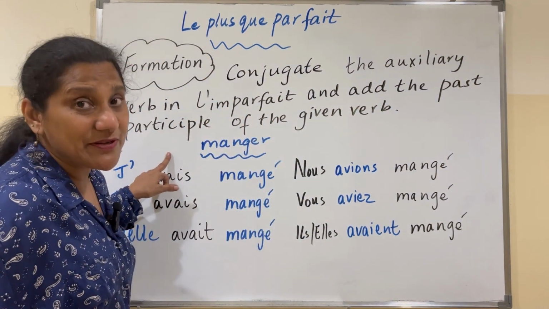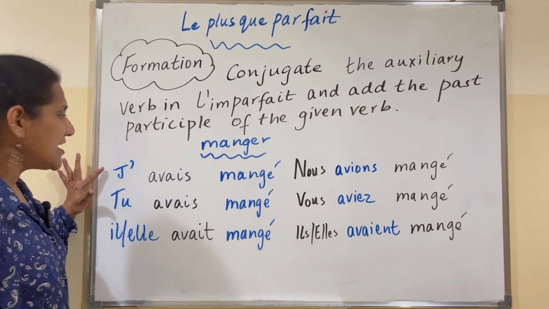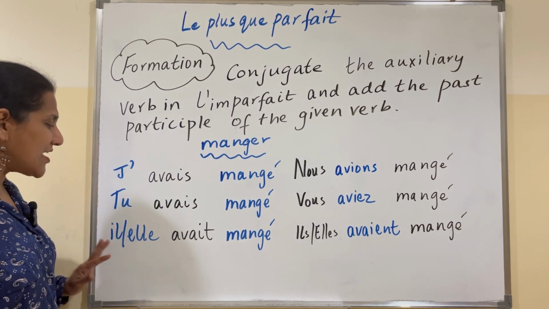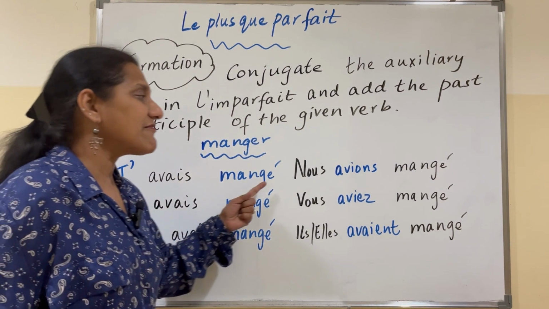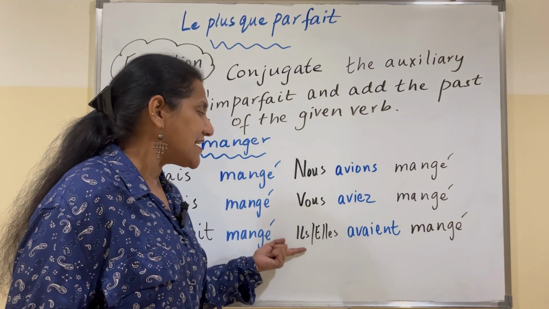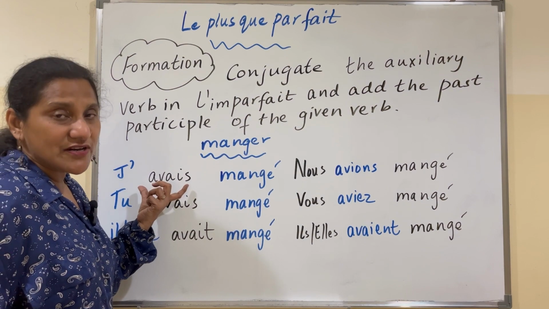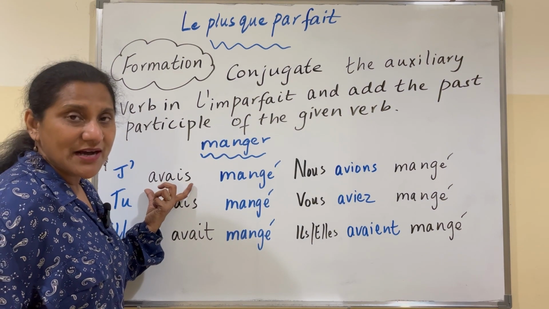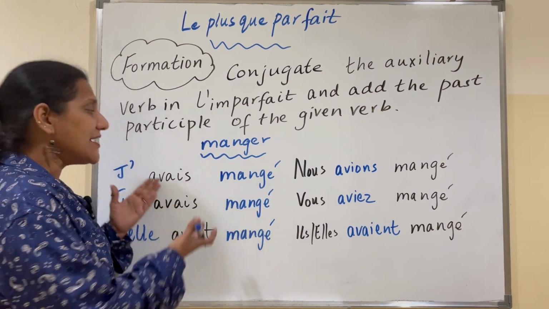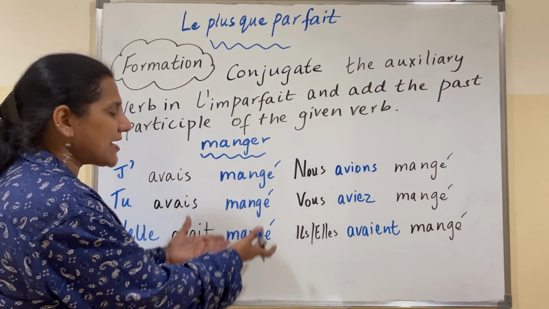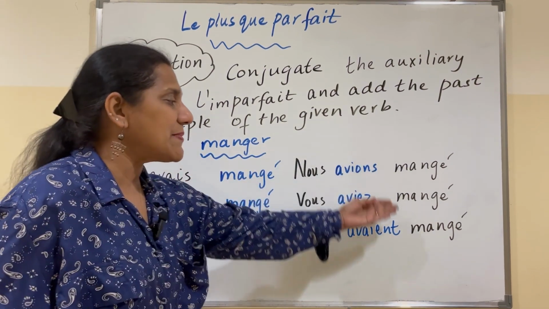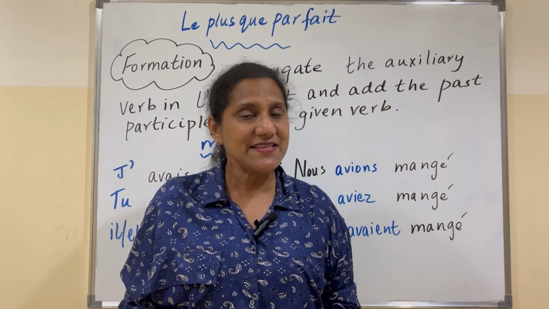Let's take an example with avoir, manger. J'avais mangé, tu avais mangé, il/elle avait mangé, nous avions mangé, vous aviez mangé, ils/elles avaient mangé. So we write out the auxiliary verb. I've taken an example of avoir in l'imparfait plus the past participle. The past participle remains the same throughout. We have seen that already.